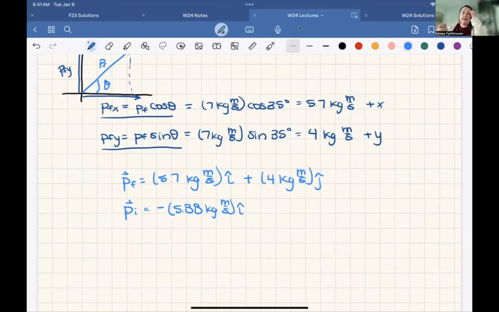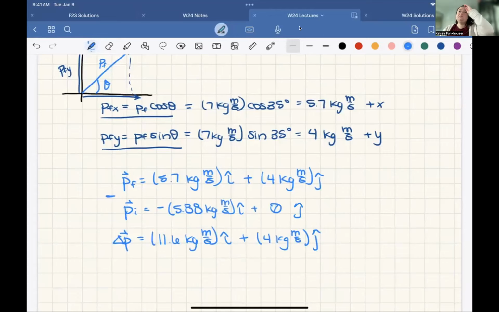And now the impulse is the change in momentum, which is these subtracted from each other. So that ends up having us add the x components. So that gives us 11.6 kilogram meters per second, i hat. And then this one is 0, j hat. So it's just 4 kilogram meters per second, j hat.